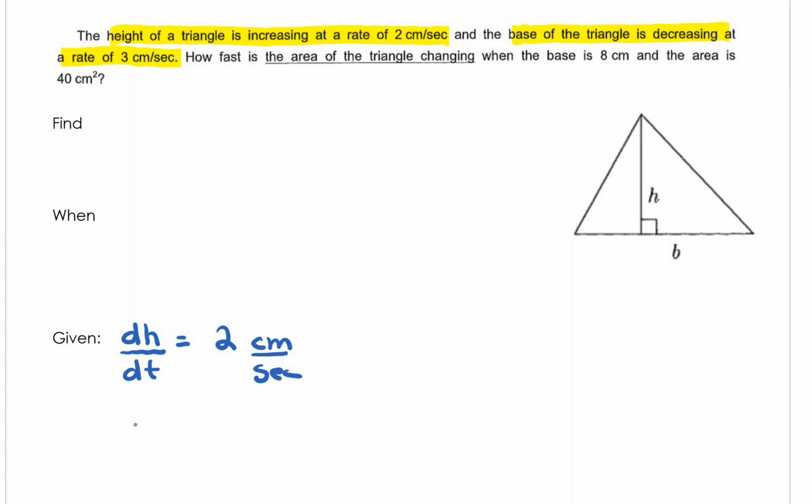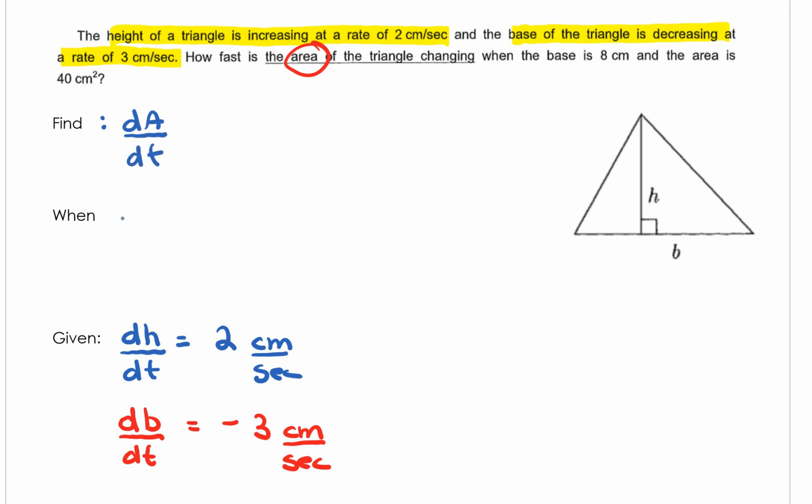So the base is changing, right? So that's going to be dB over dt, and that's changing at a rate of negative 3 centimeters per second because it's decreasing. And I want to find out how fast the area is changing, so the area is dA over dt. I want to find out how fast that area is changing when the base is 8 and the area is also equal to 40.